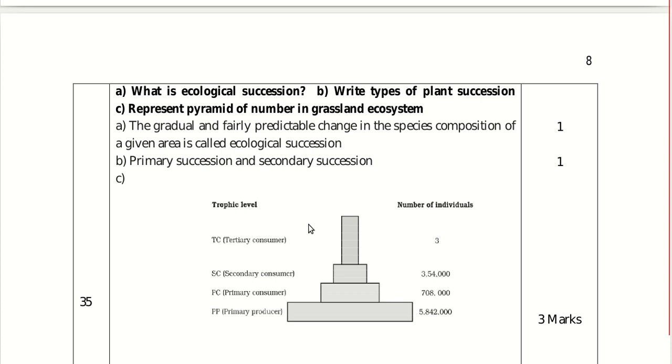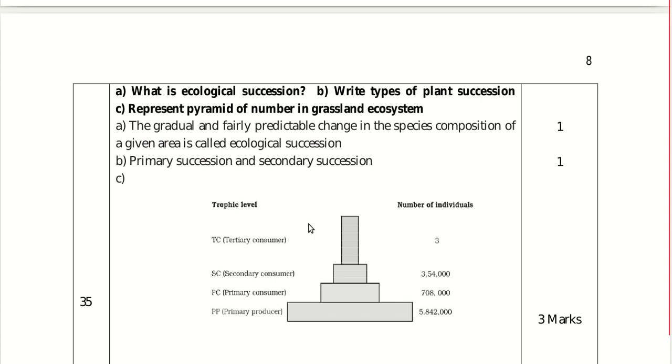The types of plant succession are primary succession, where there are no plants and it is for the first time you find the succession of plants. Secondary succession is where the plants were there but they were destroyed by natural calamities or by human activities, and so appearing for the second time we call it secondary succession.